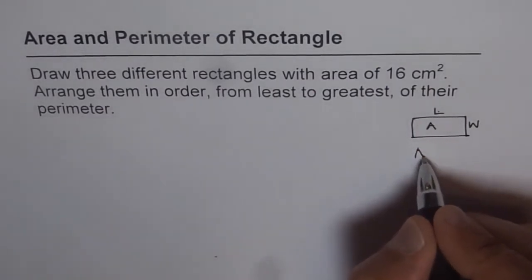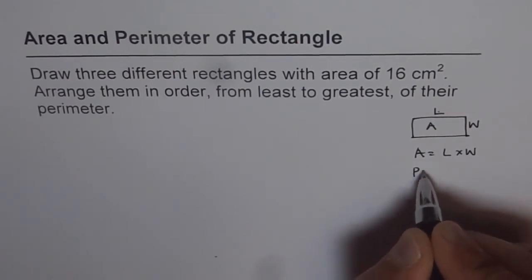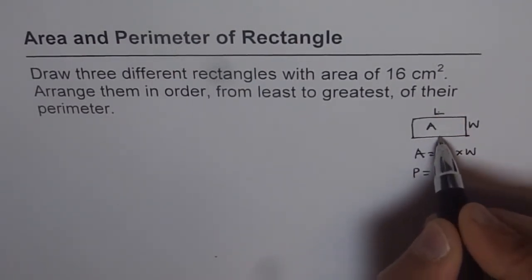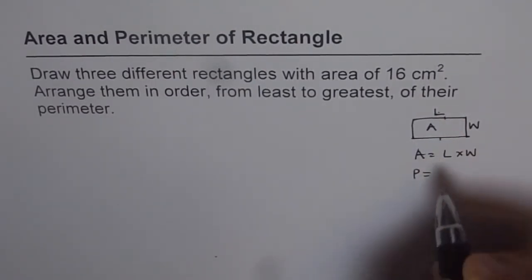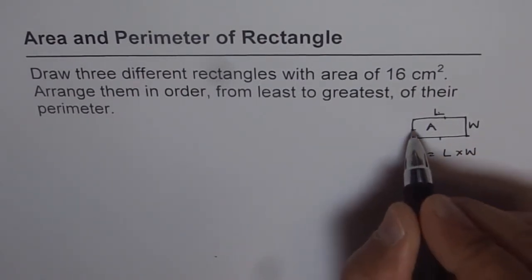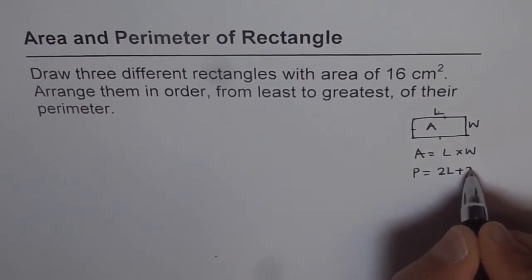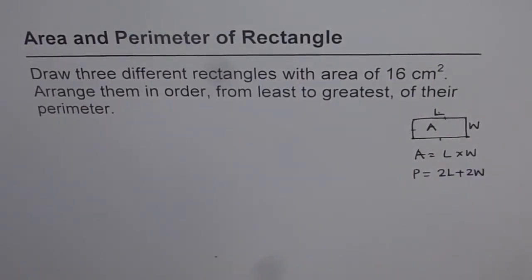So area is length times width and perimeter is length plus length. In a rectangle, opposite sides are equal. So we have length plus length, which is 2 times length, and 2 times width. We can write like this: 2 times length plus 2 times width. That is perimeter.